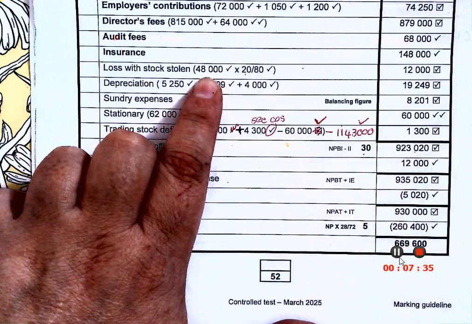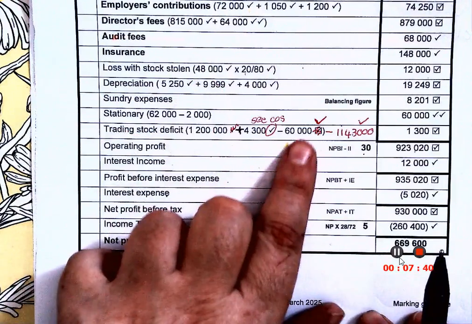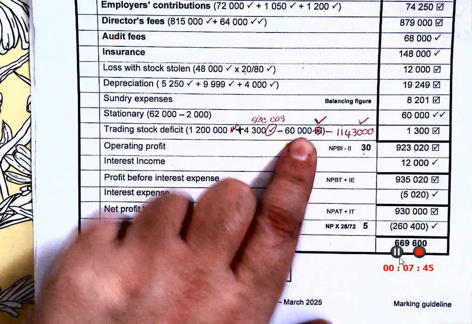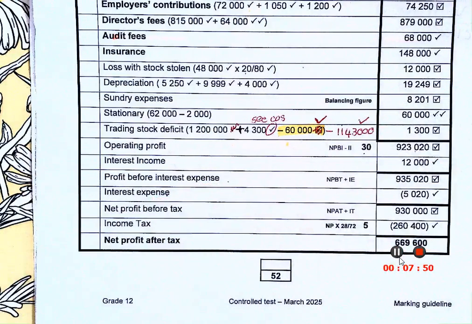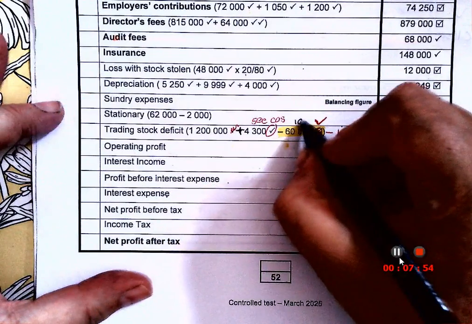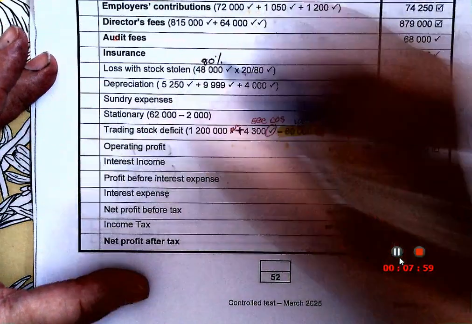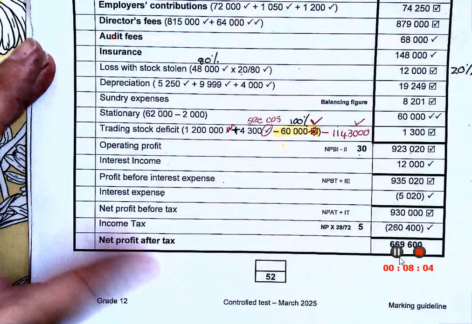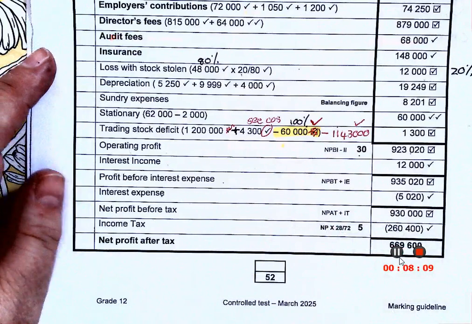Now I want you to go look at trading stock deficit. Can you see they subtract, and I want you to please make a note for yourself, they subtract the full amount of stock that was stolen. They subtract 100%. The 48 was 80% that we get back, and we carry the loss of 20%. But this 100% here is about the stock that's missing.